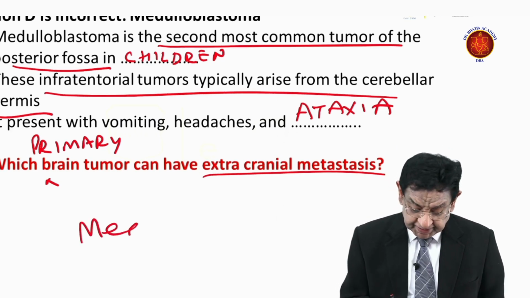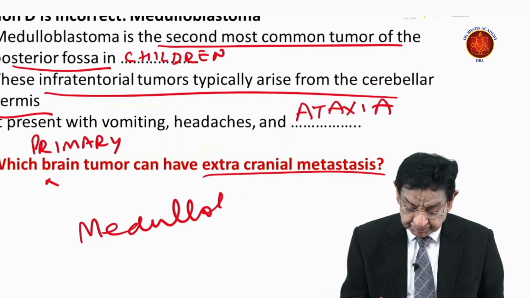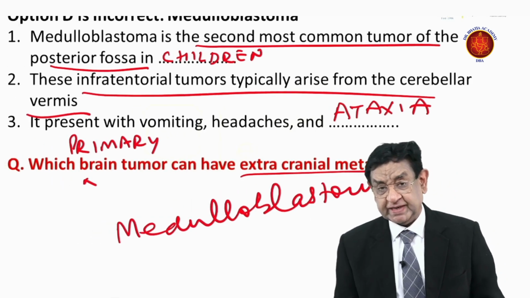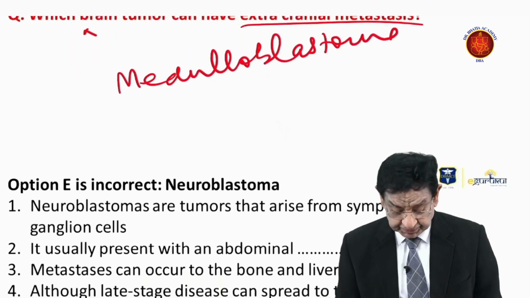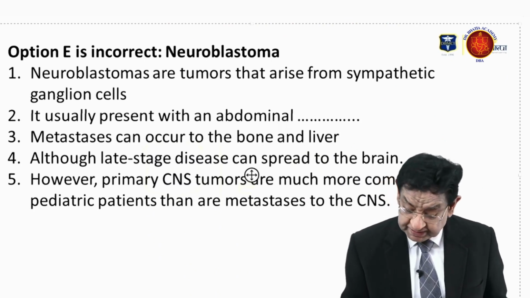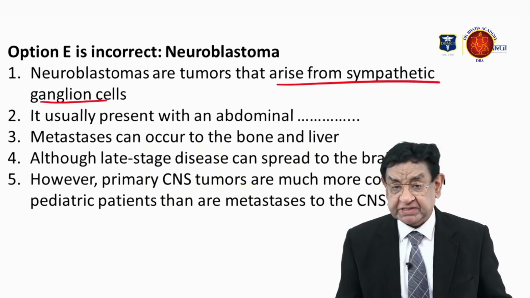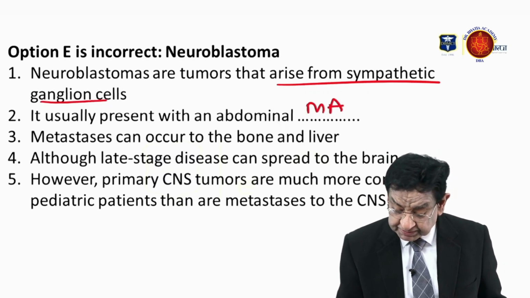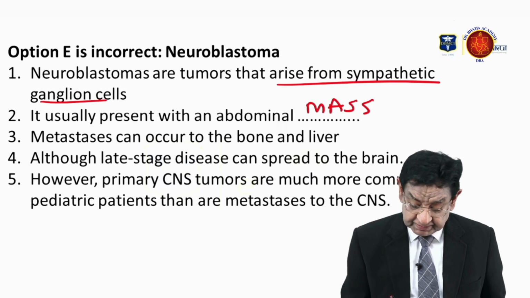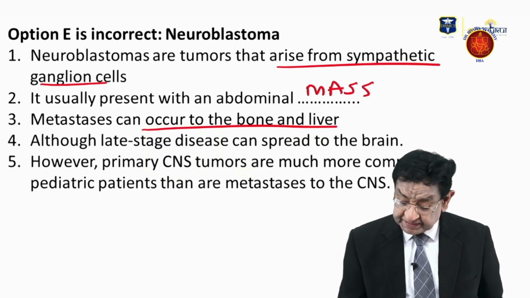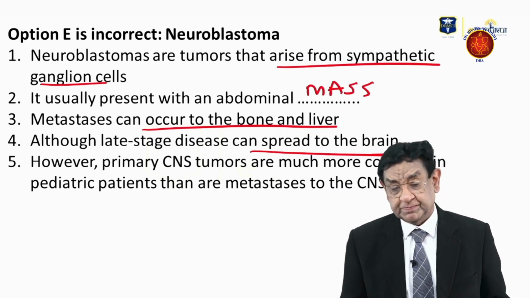The answer is medulloblastoma. It is the only primary brain tumor which can have metastasis. Well, when we talk about neuroblastoma, it arises from sympathetic ganglion cells. They may present as an abdominal mass. Metastasis may occur in bone and liver also. But in the late stages, they may go to the brain also.